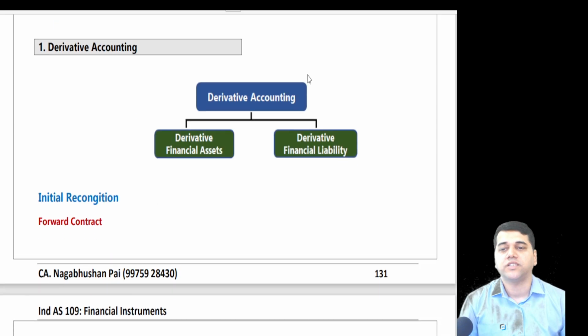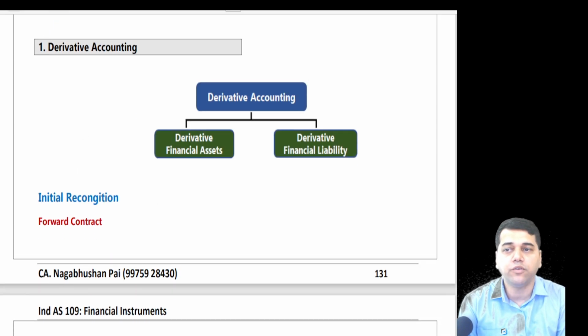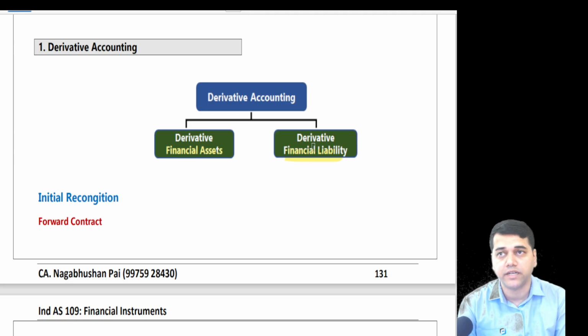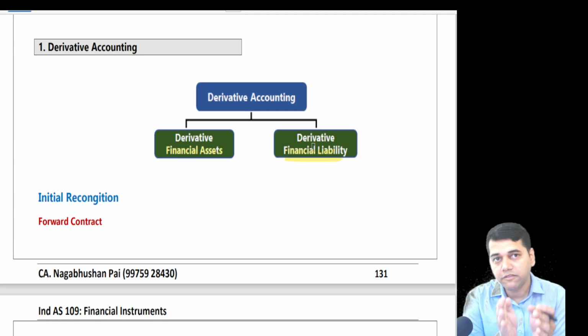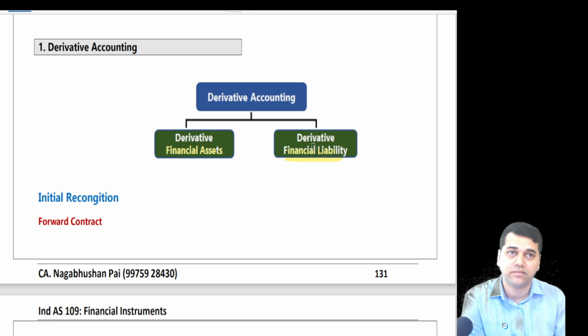See, we discussed the derivative. A derivative can be a derivative financial asset or a derivative financial liability. Initially, we discussed the definition of a derivative. What is a derivative contract? A derivative contract is a contract, just like a financial instrument, but its value depends upon the value of something else. That means it does not have any value on its own, on a standalone basis. Its value depends upon one underlying. That means this contract is on something else.